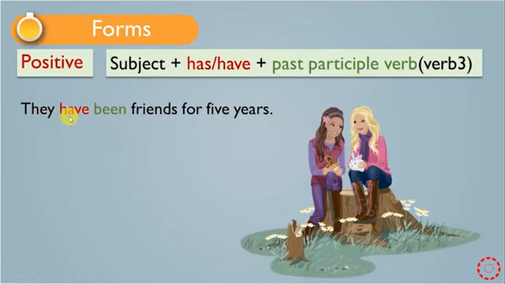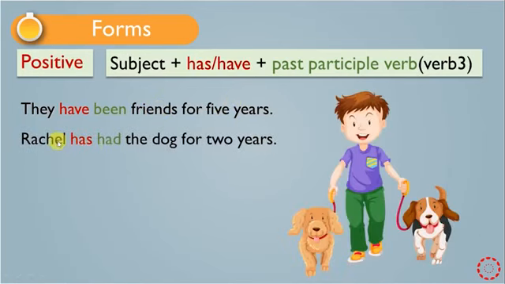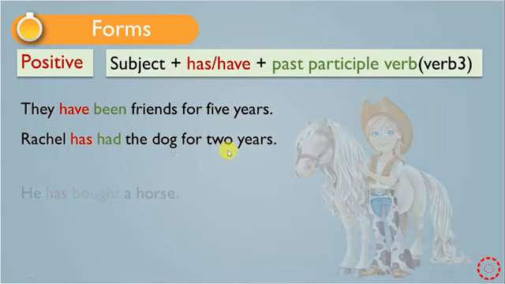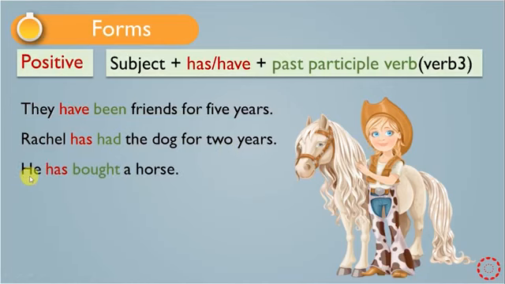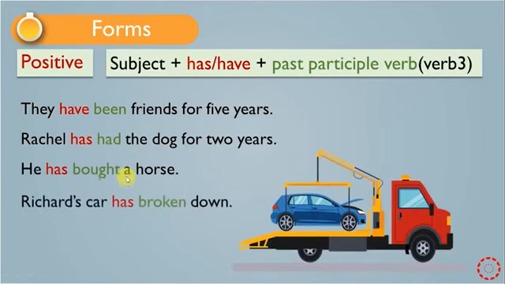Look at these examples. They have been friends for 5 years. Rachel has had the dog, or we can say dogs, for 2 years. And he or she has bought a horse. We have has, and then we have the past participle of the verb, bought. Richard's car has broken down. Broken here is the past participle of break. So, in present perfect, we have the past participle of the verb.